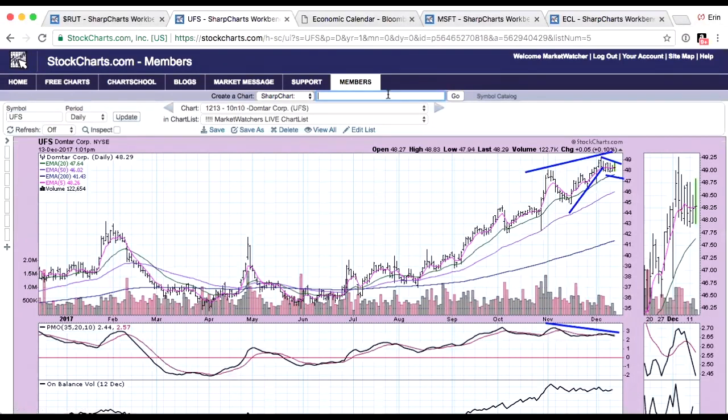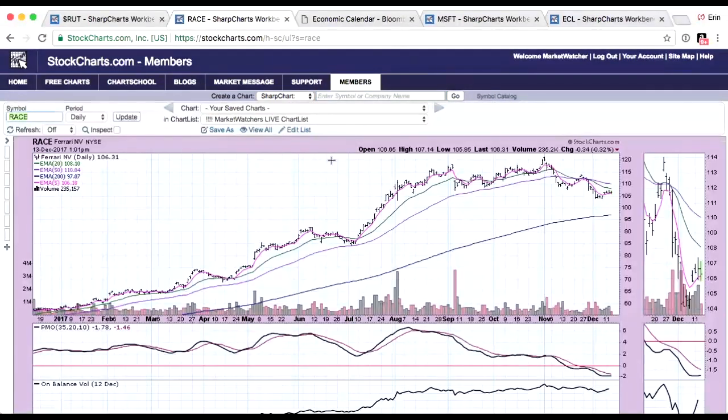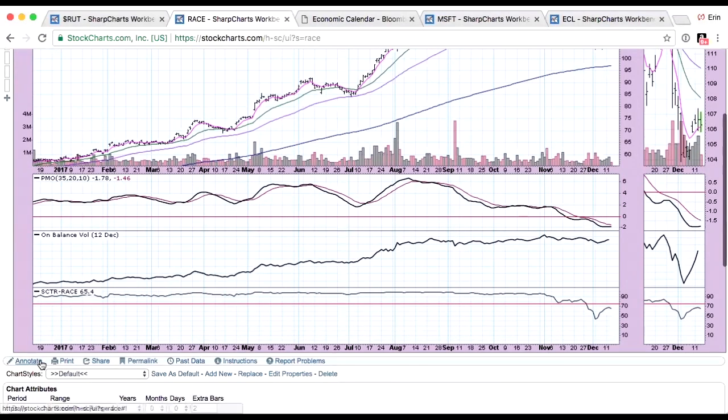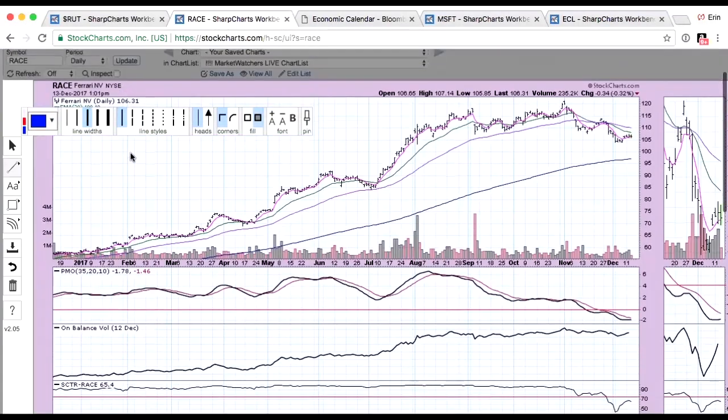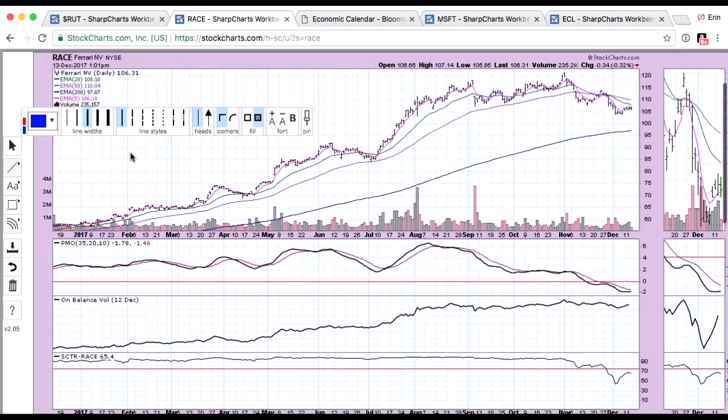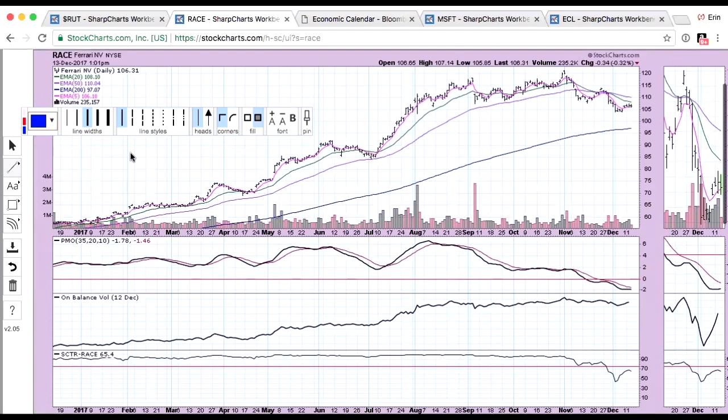Next. Okay. The next one would be Ferrari Race. All right. I like that. I'd like to own a Ferrari one day, I think. But I'd need another car that was certainly more drivable for me. Stock is cheaper. Yeah, that's right. I can own Ferrari that way.